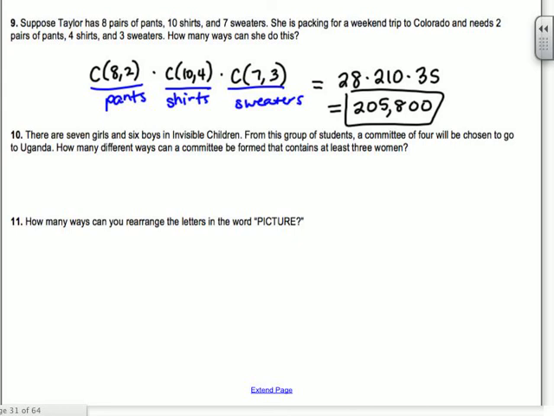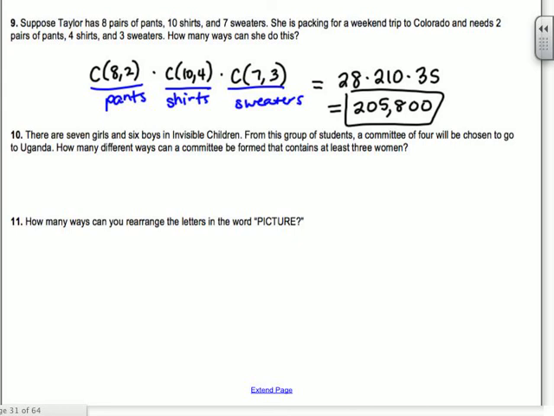All right, so number 10. So there's 7 girls and boys in Invisible Children. From this group of students, a committee of 4 will be chosen to go to Uganda. How many different ways can a committee be formed that contains at least 3 women or girls? Ladies.